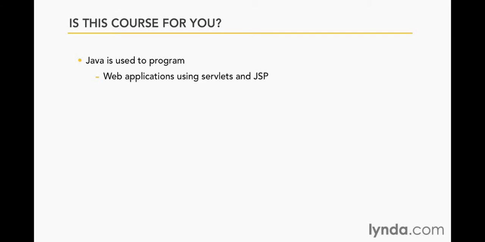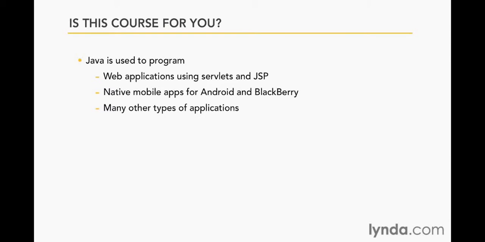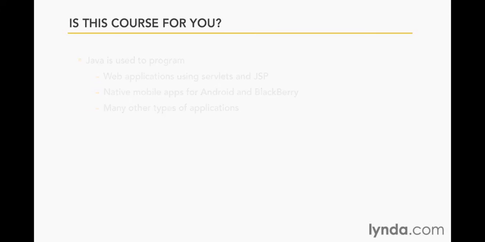Java is used to program a variety of applications. You can use Java to build web-based dynamic applications, using programming models known as servlets or Java Server Pages, also known as JSP. Java is also used to program mobile applications, that is, applications that are for the Android or BlackBerry mobile platforms, both phones and tablets. And there are many other types of applications you can build with Java, and I'll explain some of these in later videos. There are some things, however, that Java is not.